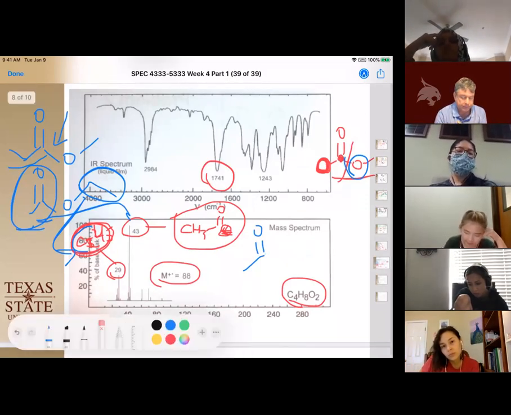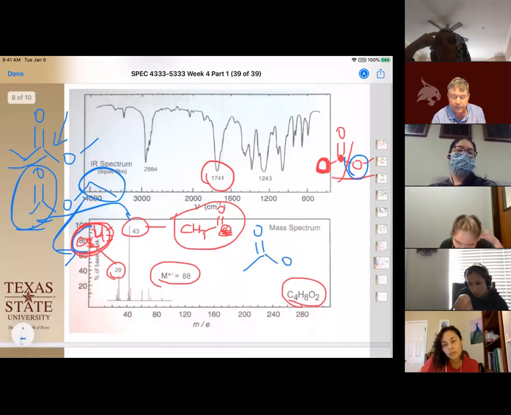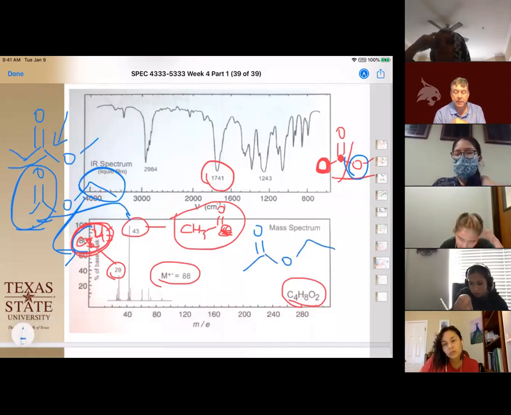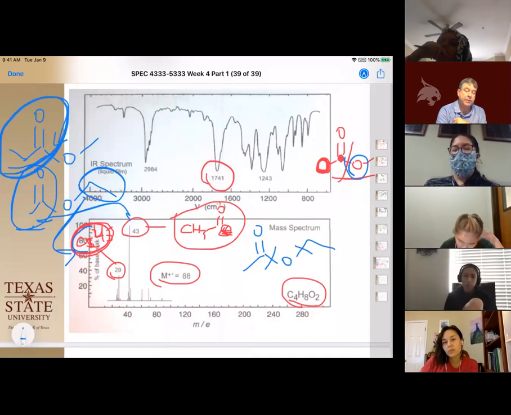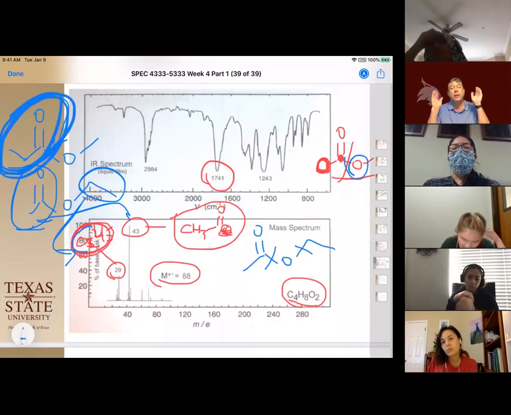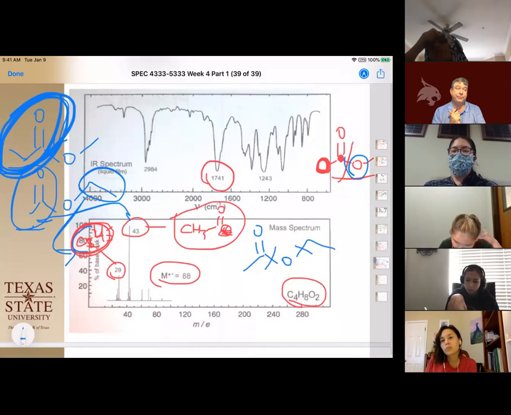So because we don't see that fragment, we are supporting the fact that it is, let me draw this, not so wonky. We're supporting the idea that we have this fragment here because this is our major fragment. And we don't see this as a major fragment here. Therefore, we're sure we have the right isomer on this one. Okay?